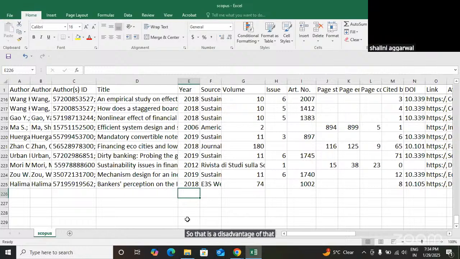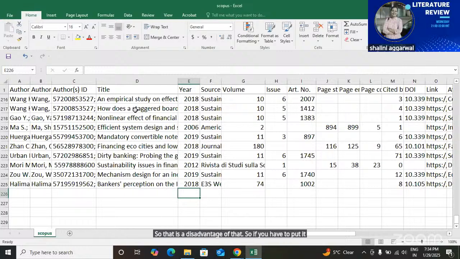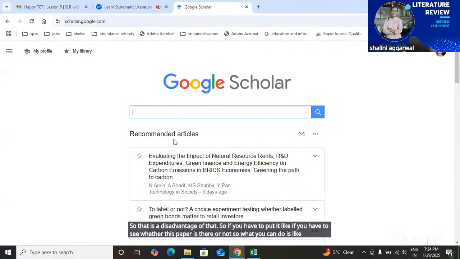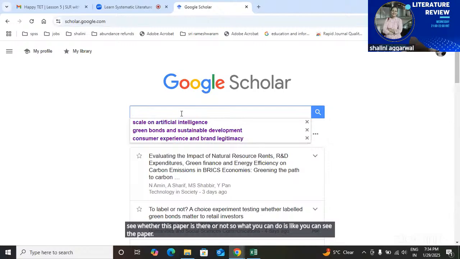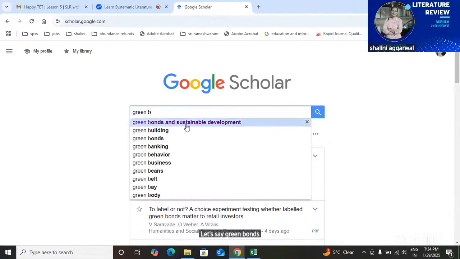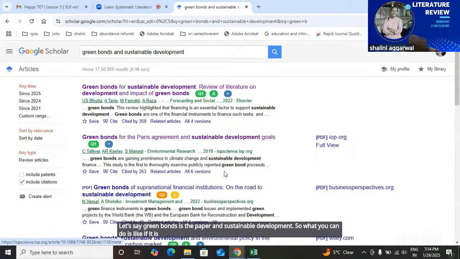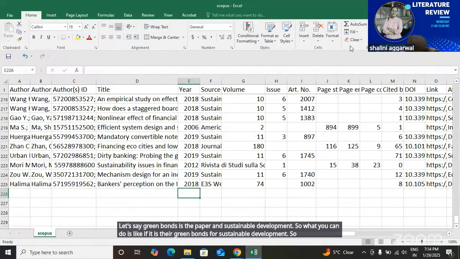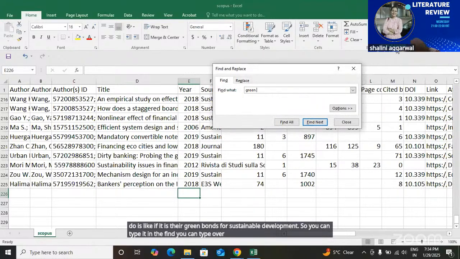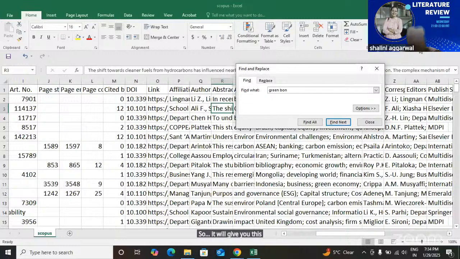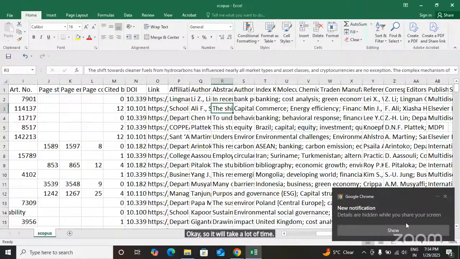If you have to see whether a paper is there or not, you can see the paper from here. Let's say green bonds for sustainable development is the paper. You can type it in the find, type over here green bonds. It will tell you whether it is there or not. It will take a lot of time.